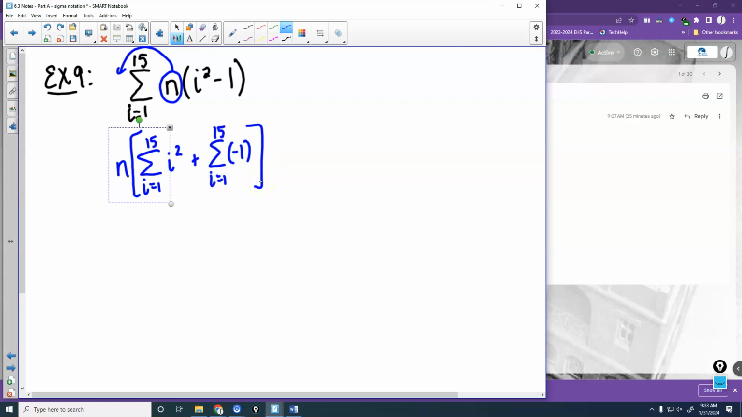Or I could have just, actually, let's do it this way. Instead of putting a negative 1 there, let's put a minus in between, and I'll take care of it. I don't like that negative 1 there. You could do it either way.